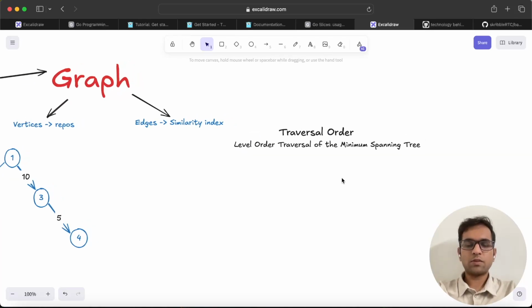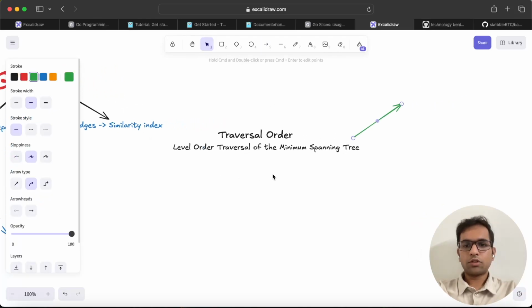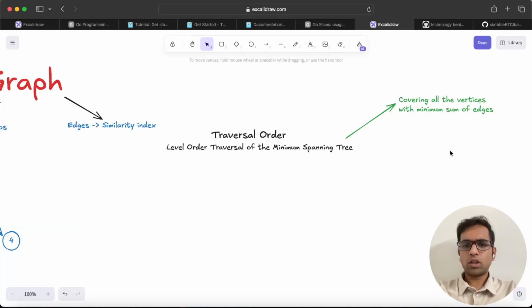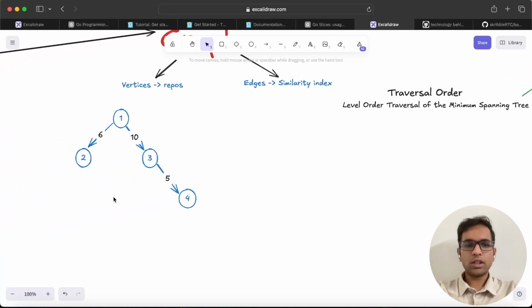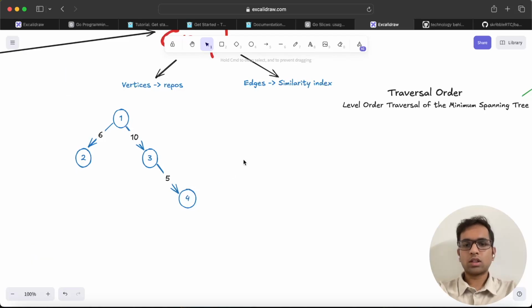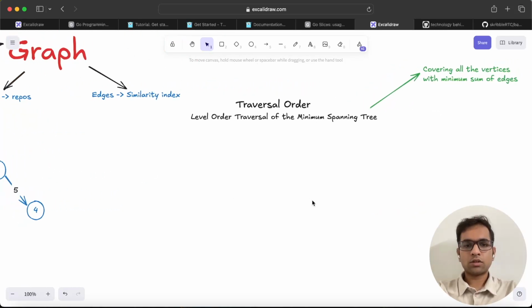A minimum spanning tree is basically covering all the vertices with minimum sum of edges, right? So basically, what we have to do is cover all the vertices that are present, 1, 2, 3, and 4, with the minimum sum of edges obtained, right?